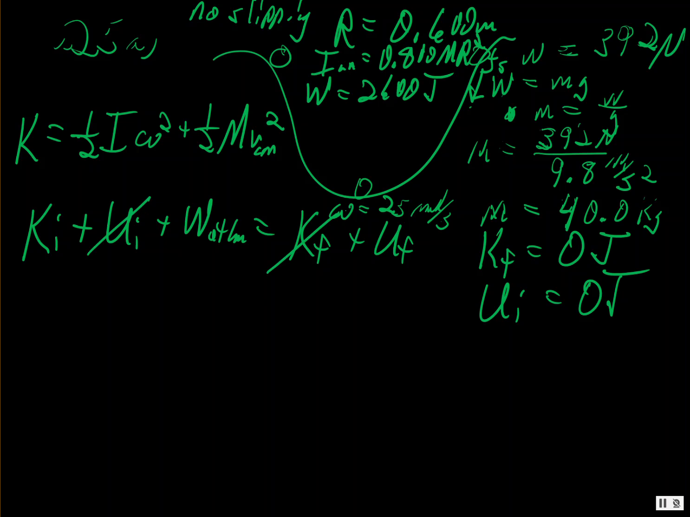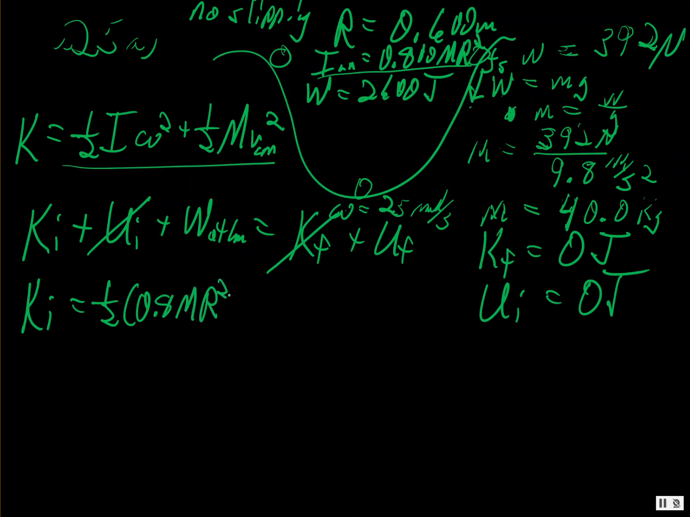All right, so now let's do some substituting, and let's look at our initial kinetic energy. So how do we determine the initial kinetic energy while it's rolling? Well, look right here. You see this equation right here? We'll substitute for the moment of inertia. So we have 1/2, and when we substitute for the moment of inertia, we get 0.8 mr squared omega squared, plus 1/2 m v center of mass squared.